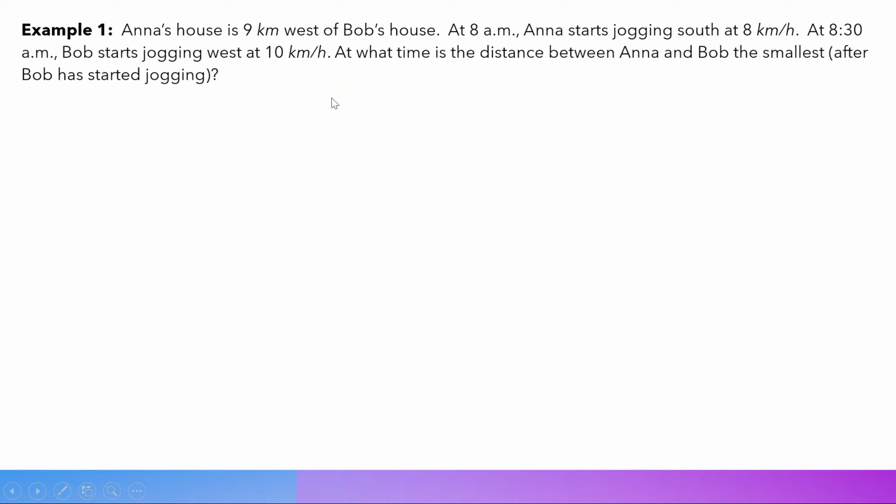as well as speed. So Anna's house is 9 kilometers west of Bob's house. At 8 a.m., Anna starts jogging south at 8 kilometers per hour. At 8:30 a.m., Bob starts jogging west at 10 kilometers per hour. At what time is the distance between Anna and Bob the smallest? And so we're told here that this is after Bob has started jogging. So let's take a look at the solution to this problem.